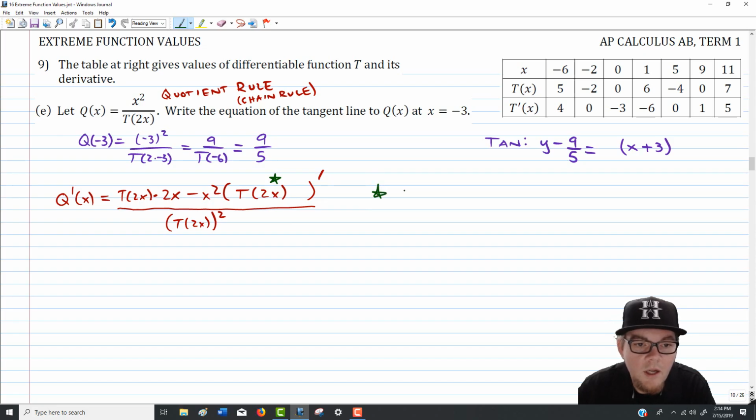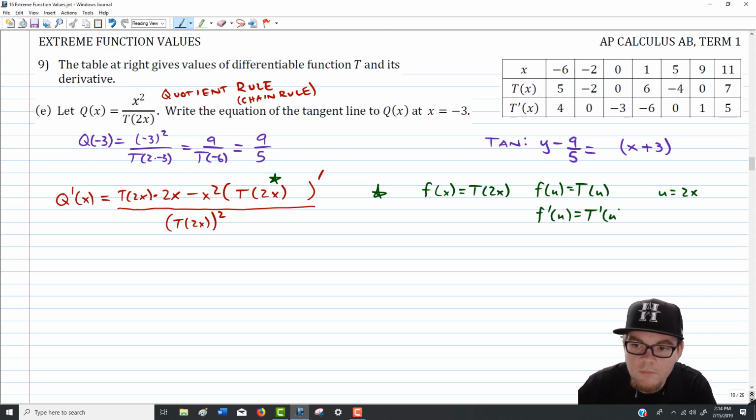So in here, let's be super careful. Let there be f of x, which is equal to t of 2x. This is one where I would hope that you could get through it faster than this, but still, we'll play along. We'll let u be equal to 2x. We'll let f of u be the outside, which is t of u. Have f prime of u as t prime of u, and u prime is equal to 2.